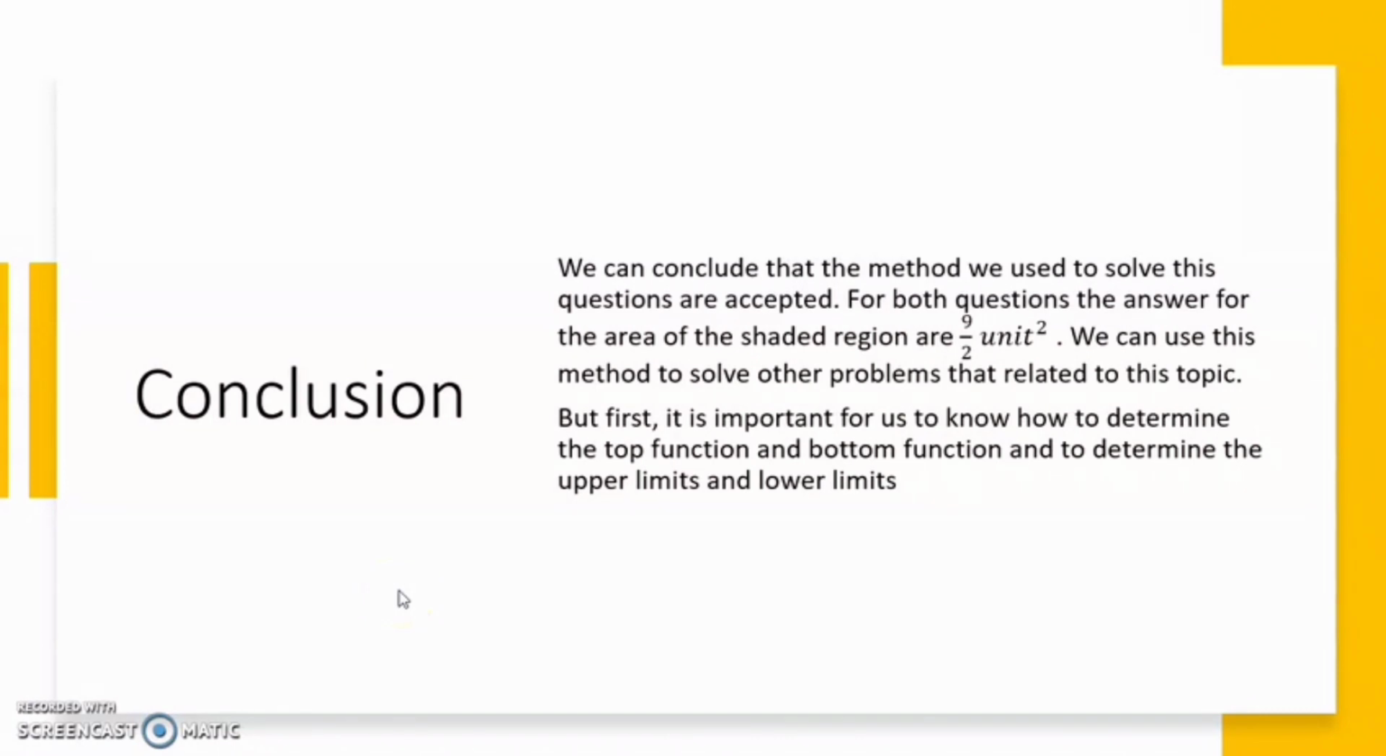We can conclude that the method we use to solve this question is accepted. For both questions, the answer for the area of the shaded region is 9 over 2 units square. We can use this method to solve other problems related to this topic. But first, it is important for us to know how to determine the top function and the bottom function and to determine the upper limits and the lower limits.